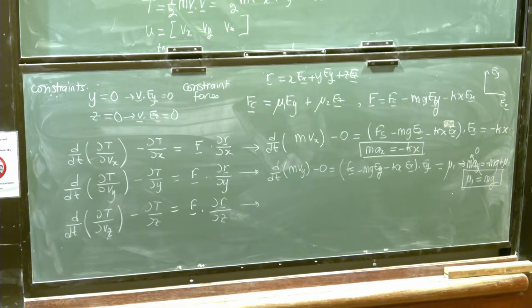What is mu2? 0. Yes, mu2 is going to be 0.